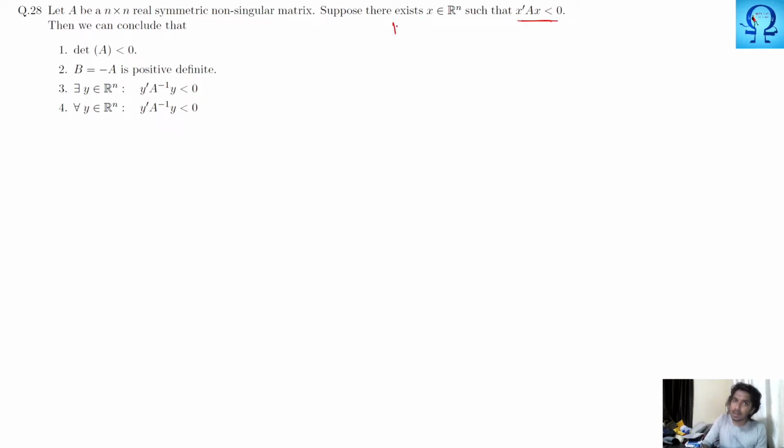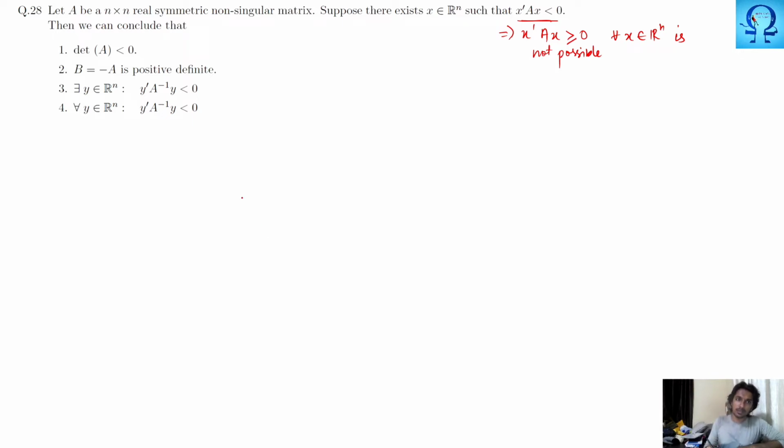They are not saying for all x in Rn. If they said for all x in Rn, then we could conclude that the matrix A is negative definite. But they say there exists x in Rn such that this happens. Among the infinite possibilities in Rn, if it holds for at least one x, then x transpose Ax cannot be positive for all x. So either greater than 0 or greater than or equal to 0 is not possible for all x in Rn.